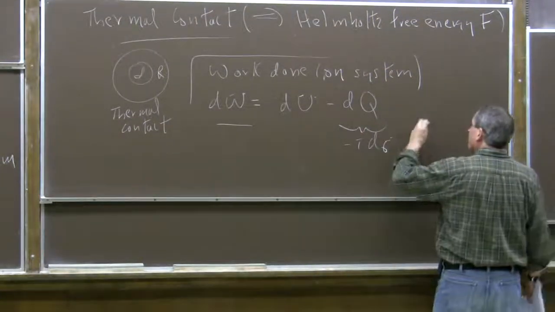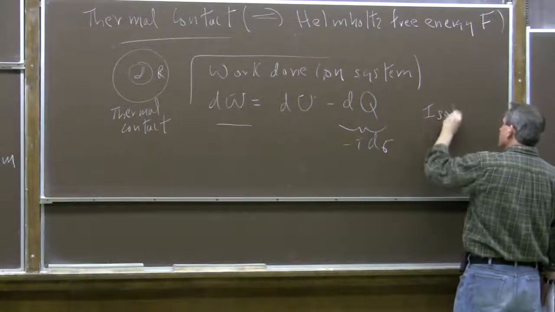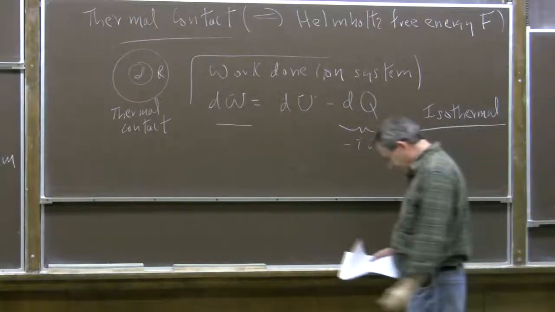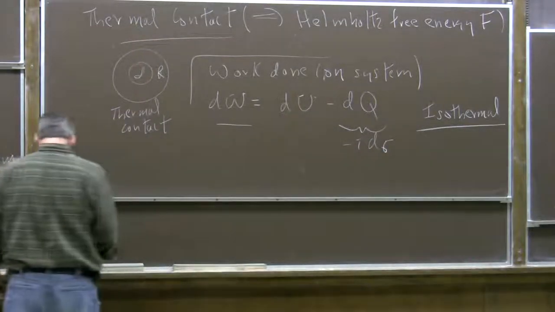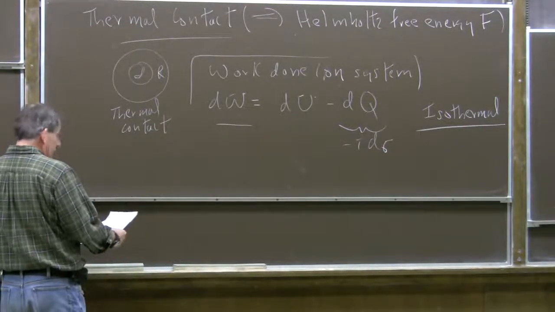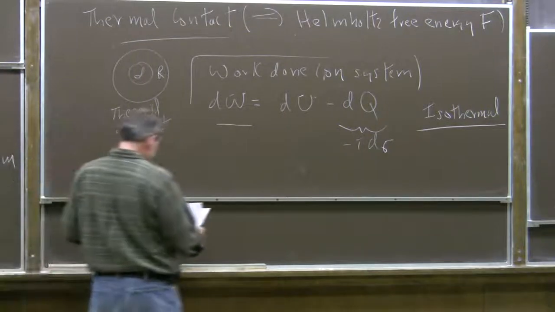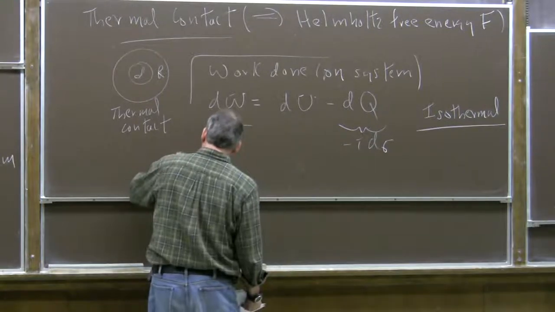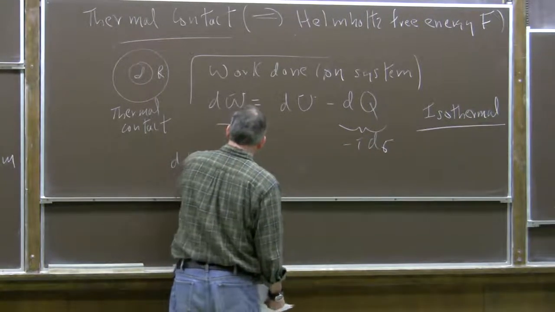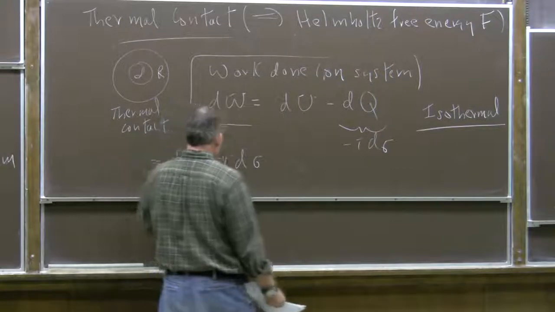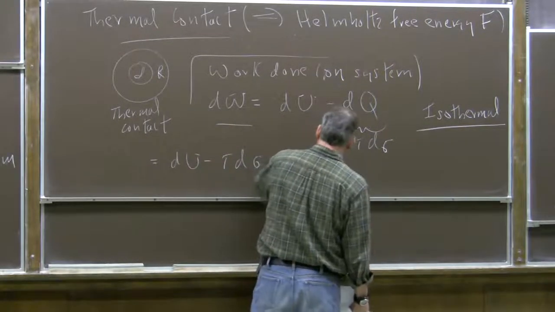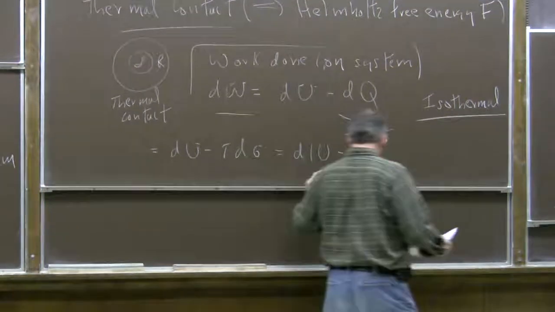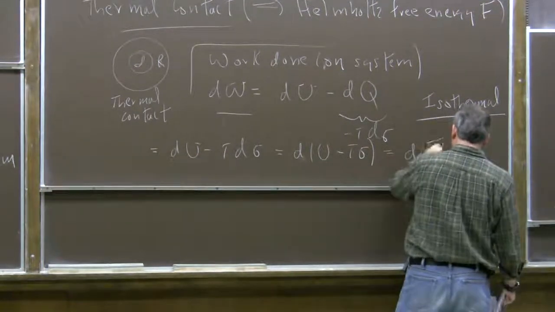And so, if we consider an isothermal process, the work done can just be written as du minus tau d sigma, where tau is fixed, but I can describe that as the change in u minus tau sigma, or the change in the Helmholtz free energy.